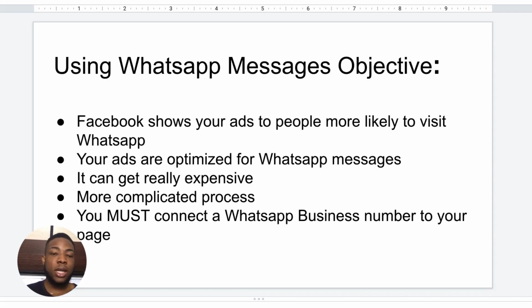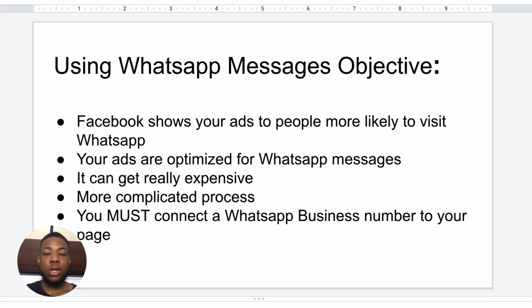The second thing is that your ads are going to be optimized for WhatsApp messages. This means that when you see your ad results, the reports that you're going to be getting, the result is going to be judged by the WhatsApp messages that you actually get. And because of this, it leads to the next point, which is that the ads can get really expensive.